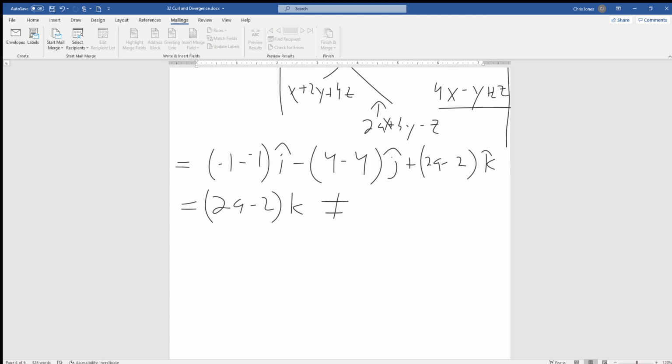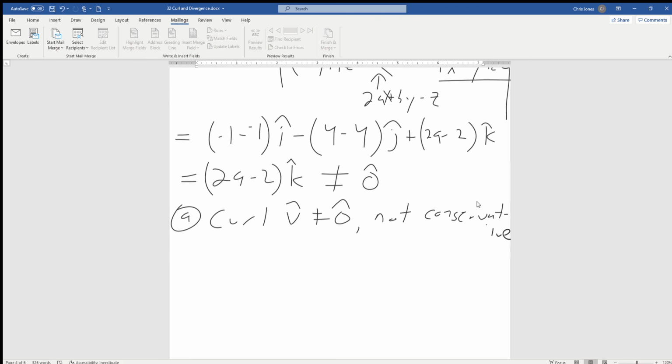Now clearly, this is not equal to the 0 vector. If it were equal to the 0 vector, then it would be conservative. So since the curl of v is not equal to the 0 vector, what we can say is that it is not conservative. So that's easy to answer for letter A.